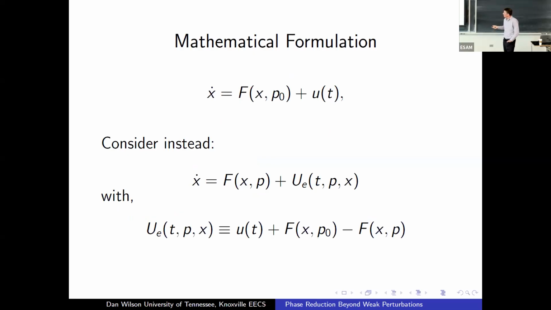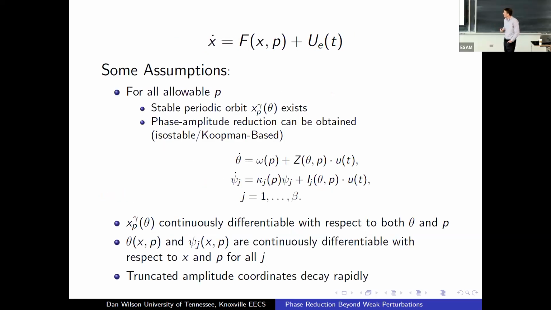So x dot is equal to f of x comma p plus u e here. So this again is going to be different values of P give me different periodic orbits that I can consider the system relative to. And for u e over here, I add my input, I add what my actual dynamics are for the system, and I subtract off this kind of shadow system, f of x comma P. So I recover exactly what I had over here. I just call this my input, and this is going to be what I'm going to use to do my reduction relative to these periodic orbits.